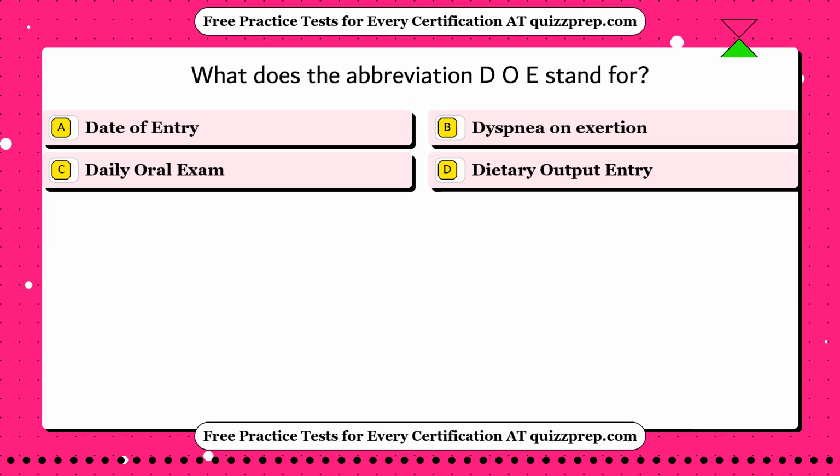Question 32. What does the abbreviation DOE stand for? Option A, date of entry. Option B, dyspnea on exertion. Option C, daily oral exam. Option D, dietary output entry.